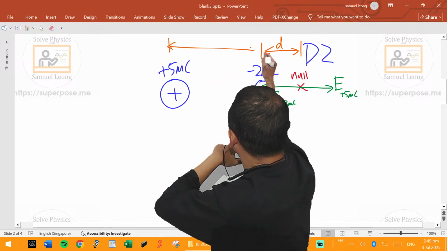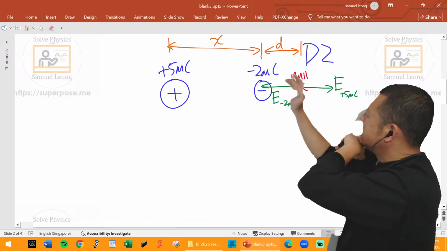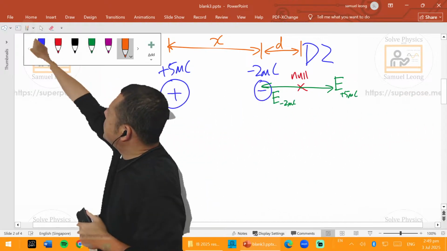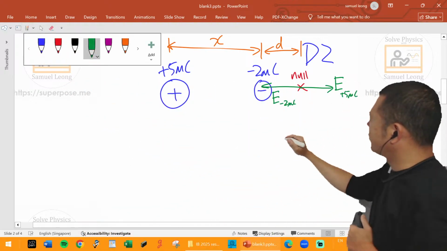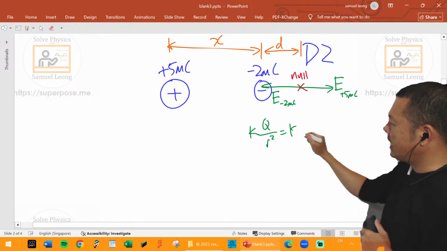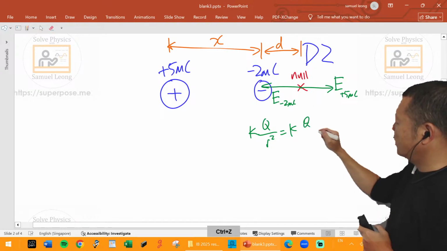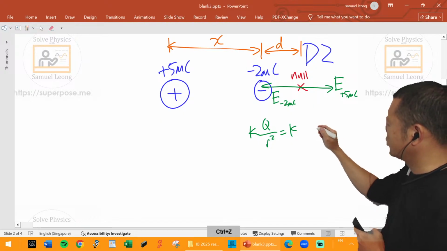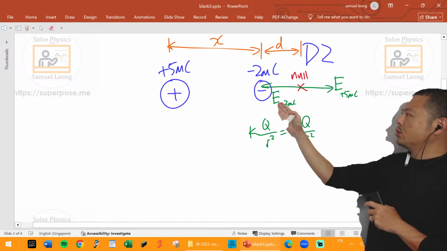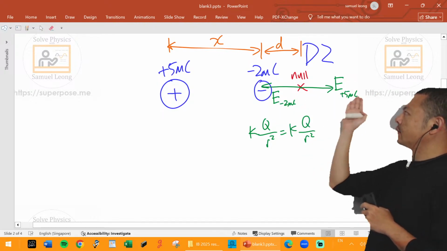Yeah, let's say this is x, for example, and d. How do the equations look like? Okay, so the equations will be something like this. Then you have to write out kq over r squared equals kq over r squared. The E field of the minus 2 is equal to the E field of the plus 5.